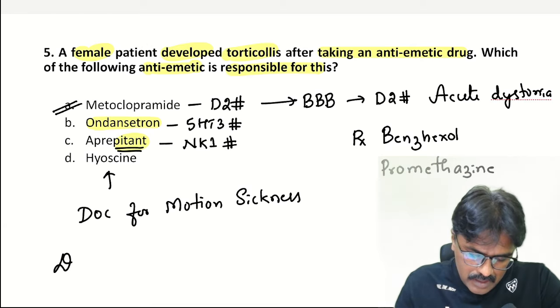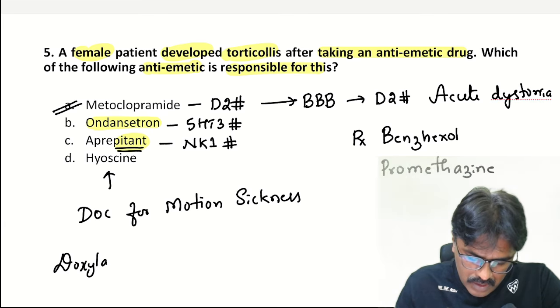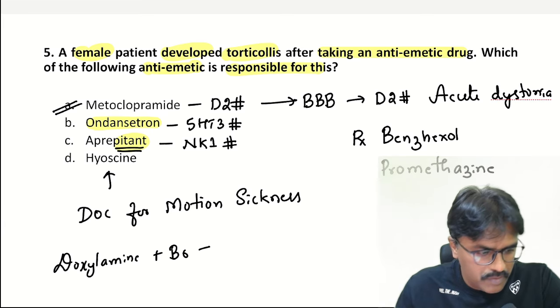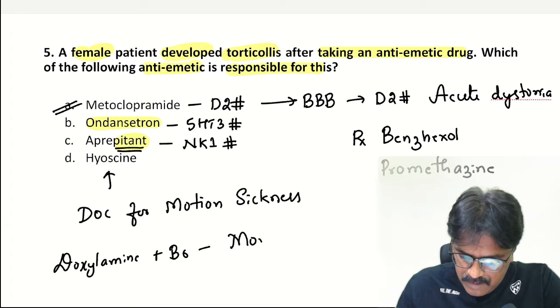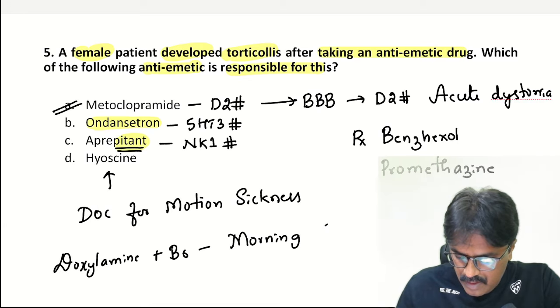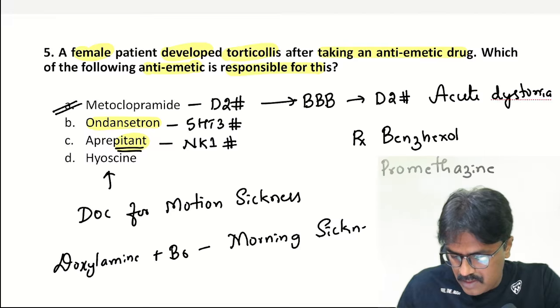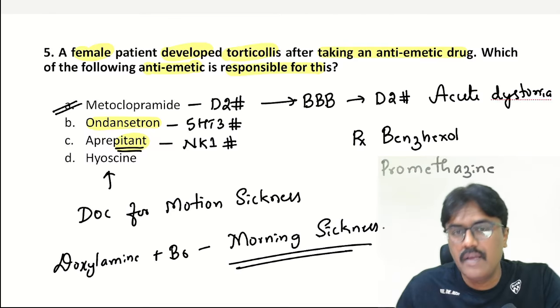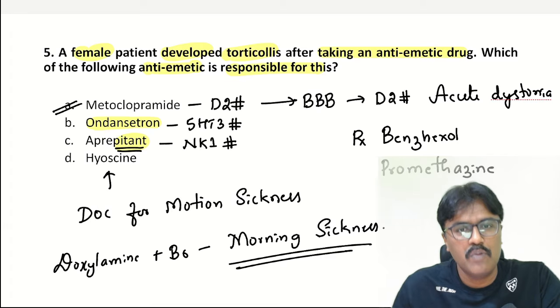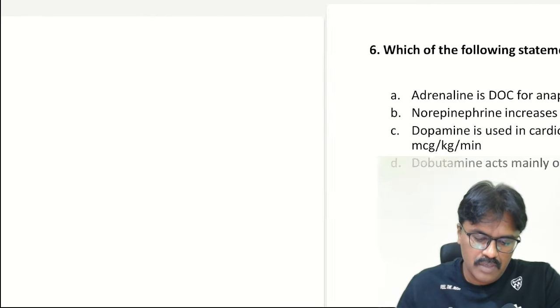Now please understand the combination of doxylamine plus B6. This is the drug of choice for morning sickness. Can you tell me what the drug of choice is for acute morning sickness? It is acetazolamide. Let's move on to the next question.